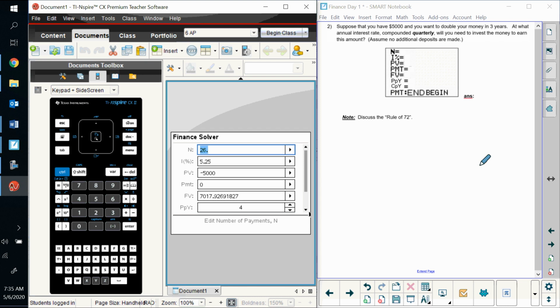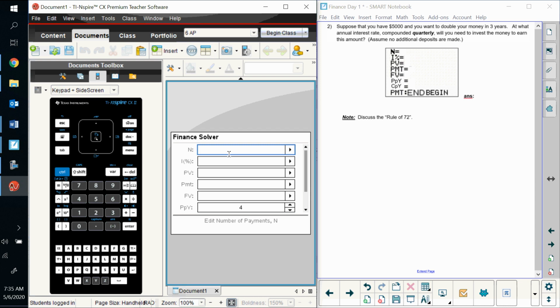All right, so next one, suppose you have $5,000 and you want to double your money in 3 years. At what annual interest rate compounded quarterly will you need to invest the money? So we're assuming there's no additional deposits or anything. So I'm just going to delete these all out. You don't have to do that if you don't want. So we are still doing quarterly, so that PPY I'm going to leave as 4.